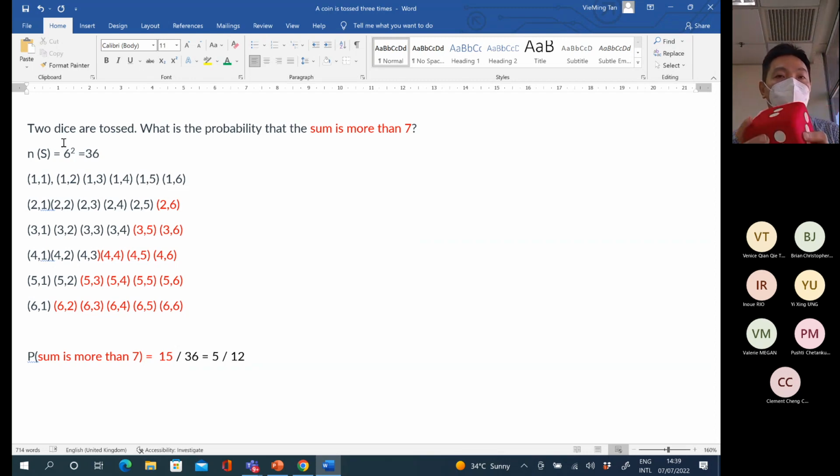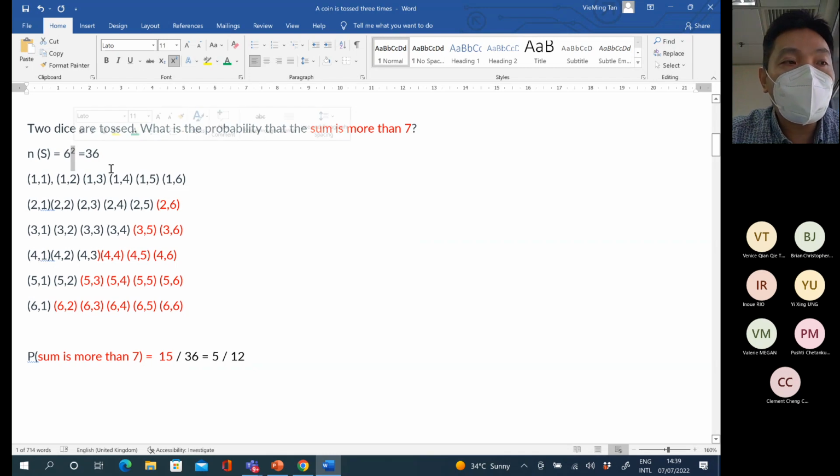We know that one dice has 6 faces, so we put 6 here, and it involves 2 dice. That means throw 2 dice, or throw a dice 2 times, same meaning. So the power we put is 2. In this case, there will be 36 possible outcomes for this experiment that involves 2 dice.